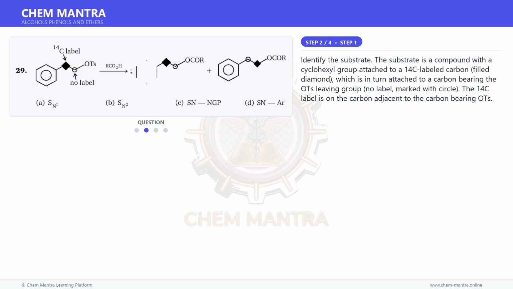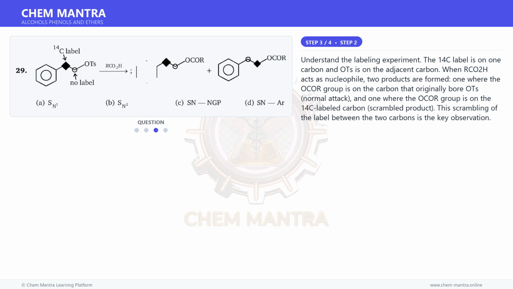Moving on to the next step. Identify the substrate. The substrate is a compound with a cyclohexyl group attached to a 14C labeled carbon, which is in turn attached to a carbon bearing the OTs leaving group, no label, marked with a circle. The 14C label is on the carbon adjacent to the carbon bearing OTs.